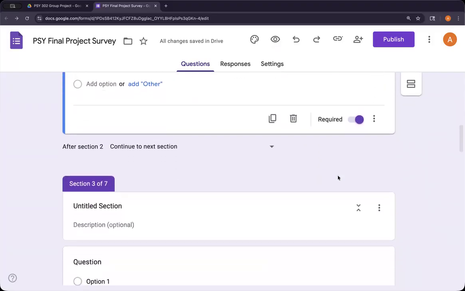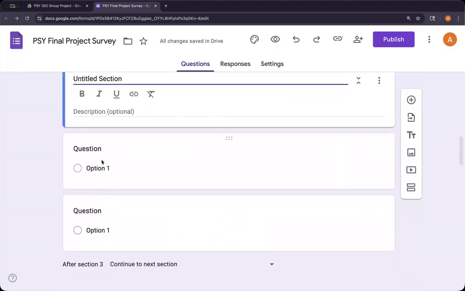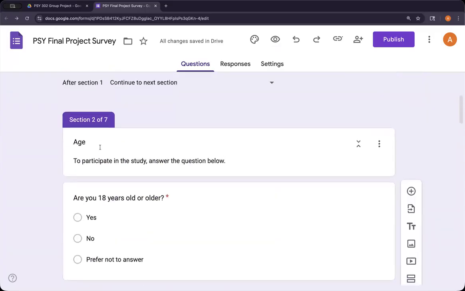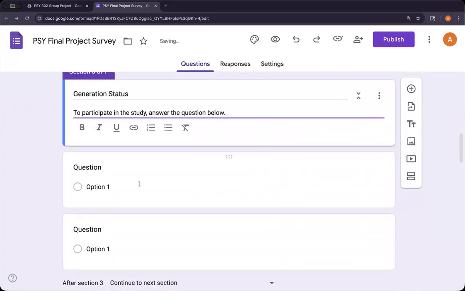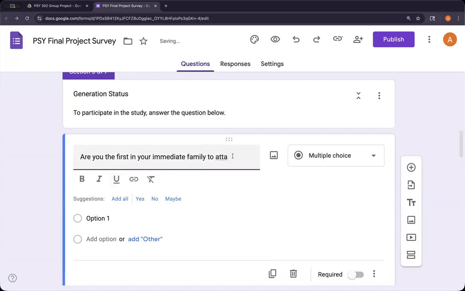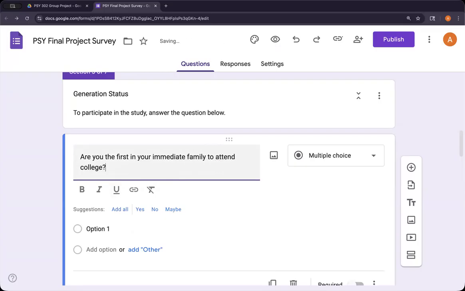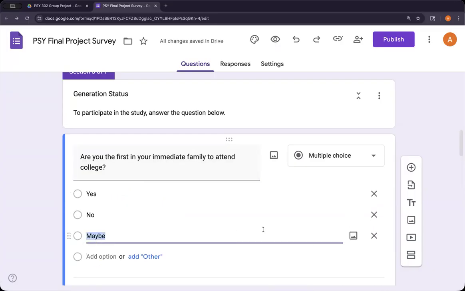Next, again, because you have to have it as separate sections, let's say next I want to do a question about, I already did age. Let's do generation status. I'm going to do the same thing. So I'm going to have the same description, to participate in the study, answer the question below. Are you the first in your family, we'll say first in your immediate family, to attend college? And you can even put, if you were doing a first generation question, first generation student in parentheses, but that's the definition typically for it, or whatever your definition is.